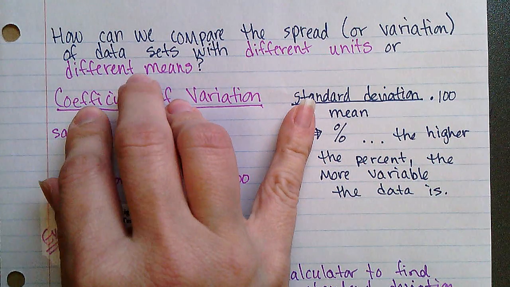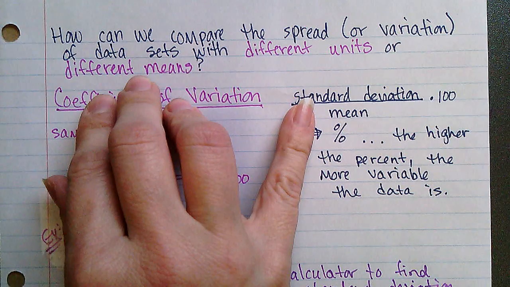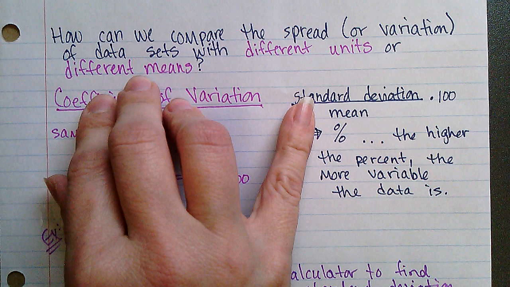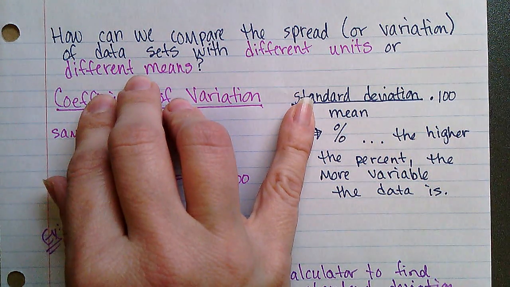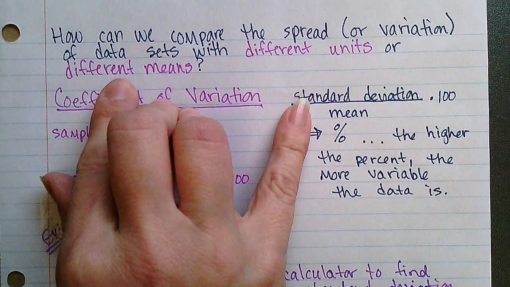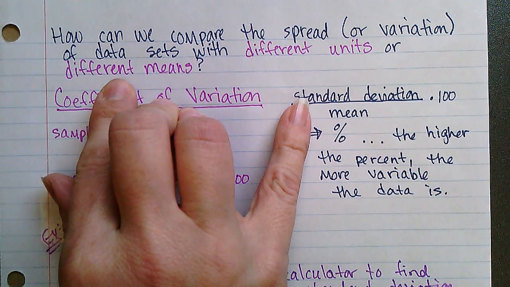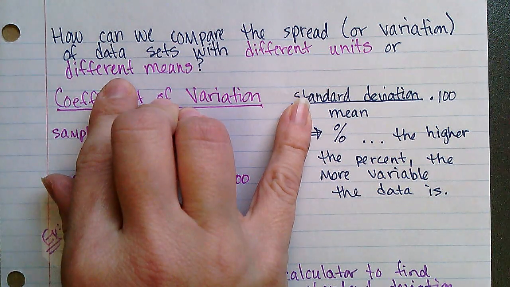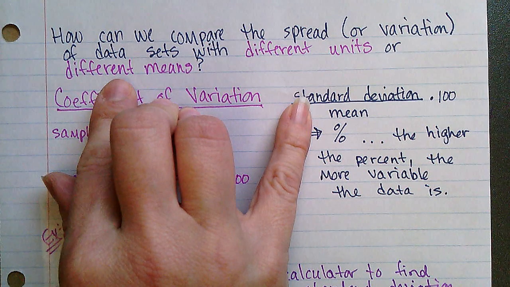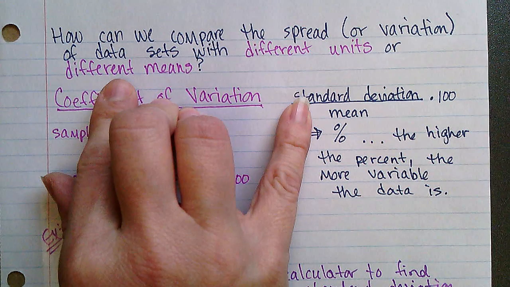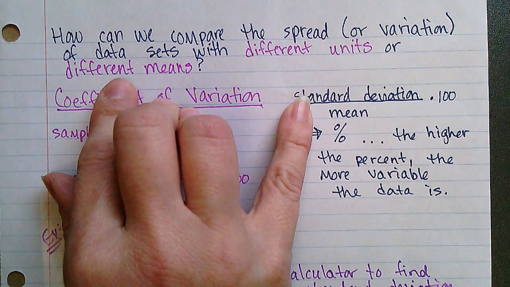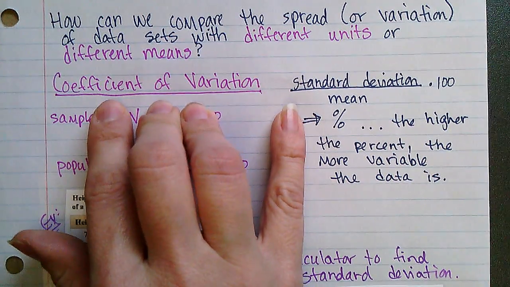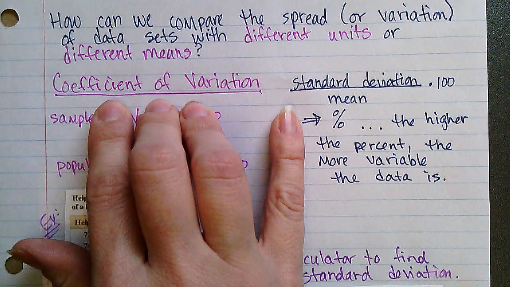But if I wanted to compare something like height and income, those are not using the same units, so I couldn't use standard deviation to figure out which data set is more spread out. Similarly, if there are different means, so if I wanted to compare the heights of 2-year-olds versus heights of adult men, even though they're the same units, the means are going to be so different that we couldn't use standard deviation to compare them. So how can we compare the spread or variation of data sets with different units or different means? We mentioned it at one point. I told you that it was the coefficient of variation, but I didn't really go into any other detail.